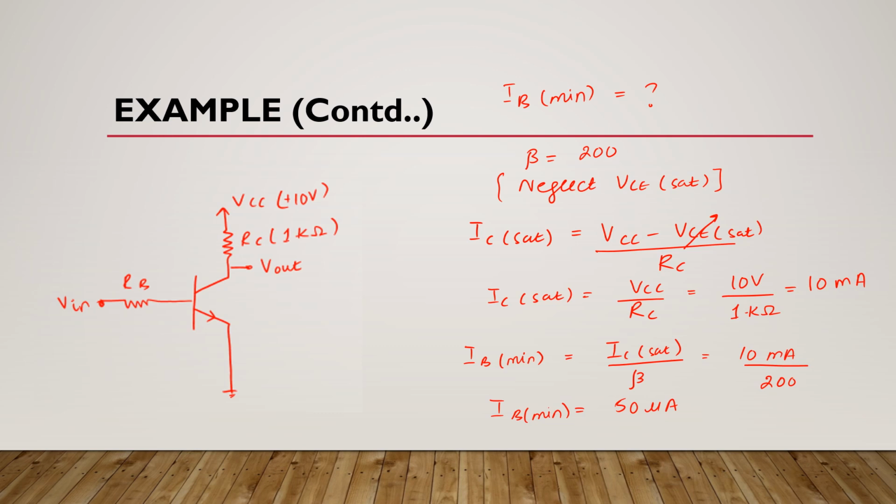It means this value is necessary to drive the transistor to the point of saturation. Any further increase in this value of base current will ensure that the transistor remains in saturation mode, but there cannot be any further increase in IC or collector current. Okay, so this is your answer here.